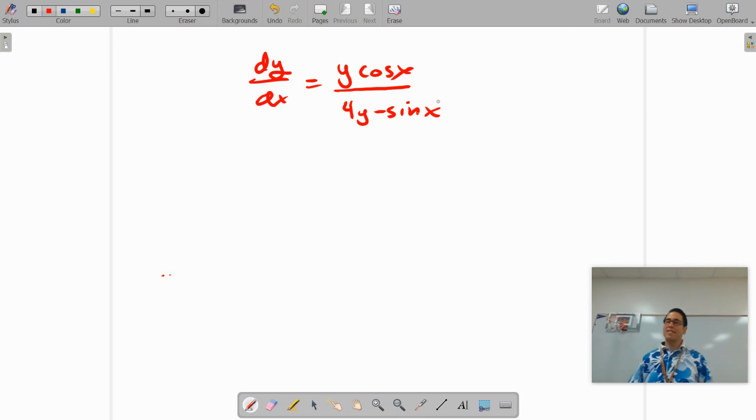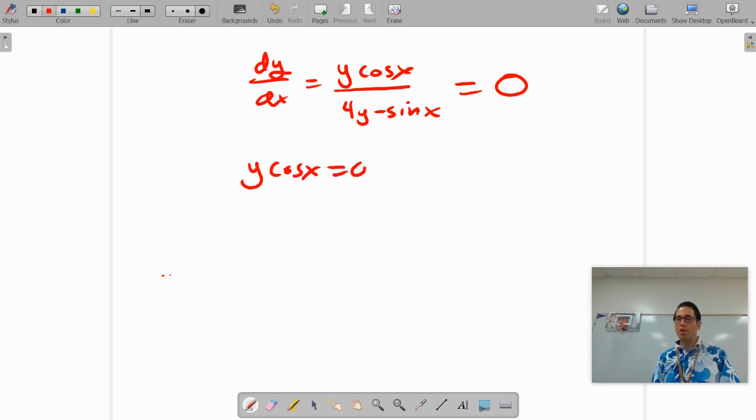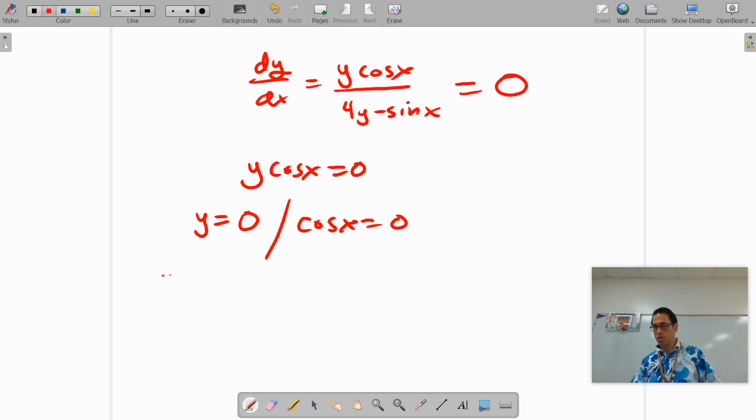Now, what's the hope here? The hope here is they're just asking for what are the coordinates when you have a horizontal tangent, right? And we all know by now, we have a horizontal tangent whenever the derivative is equal to 0. The derivative would be equal to 0 whenever the numerator is equal to 0. Well, the numerator will be equal to 0 whenever y is equal to 0 or whenever cosine x would be equal to 0. And remember, the one thing you always want to be careful about is you can't get 0 over 0. Remember, 0 over 0 is bad.